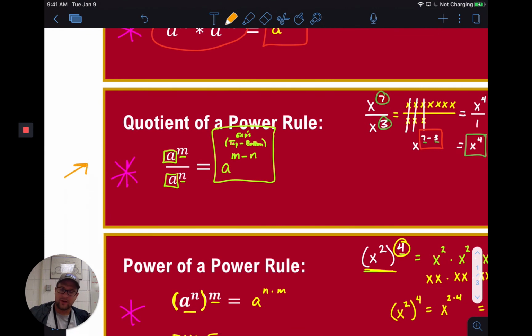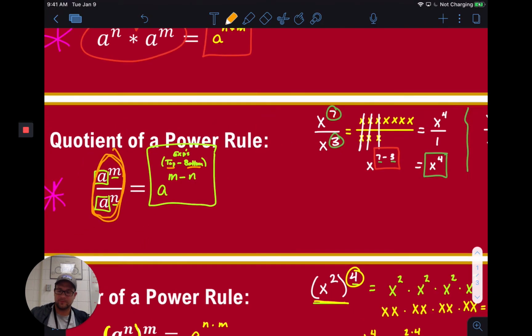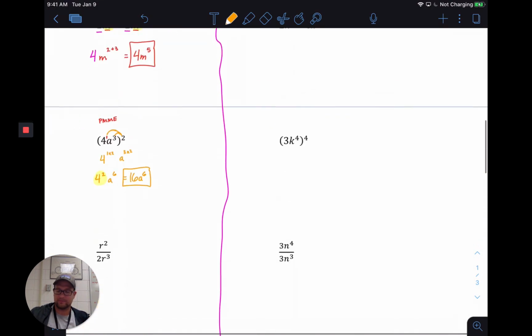Hopefully you zero in on the quotient of a power rule here. And it looks like whenever I divide 2 things that have the same base, we need to take the top exponent and subtract the bottom exponent. So let's see what that looks like here.